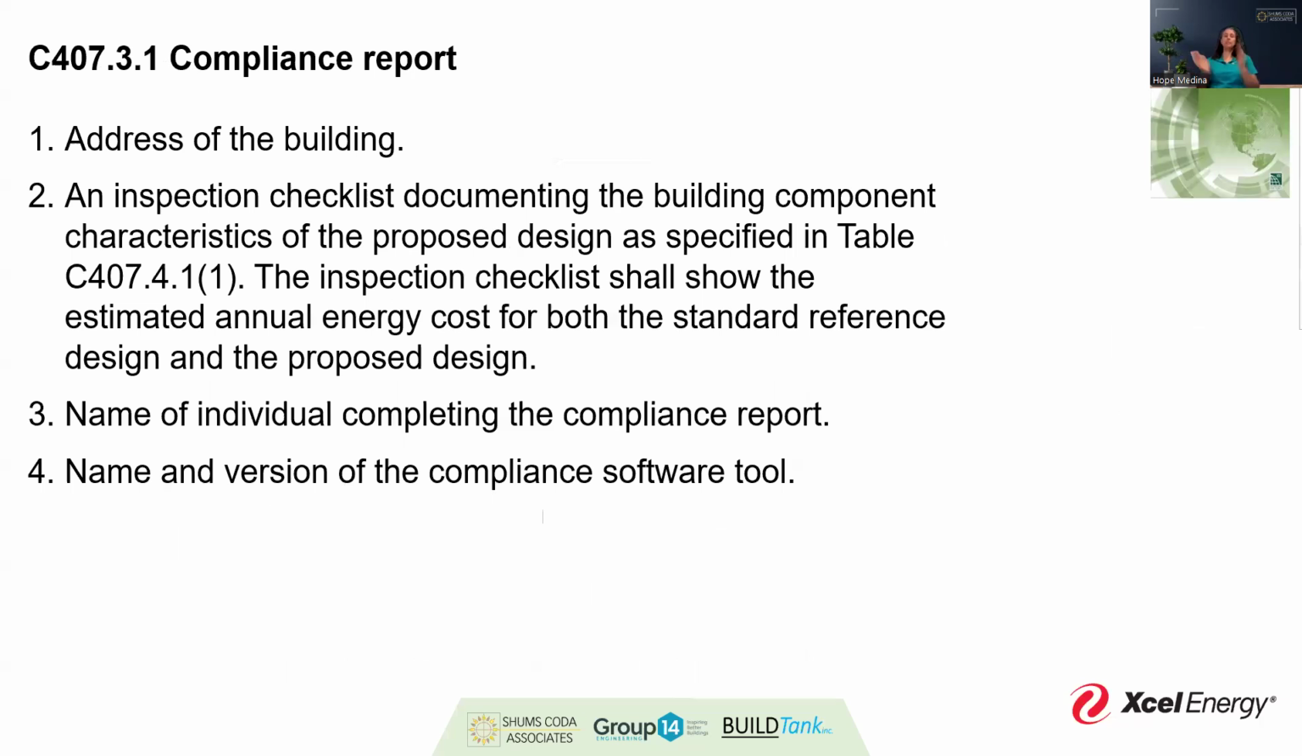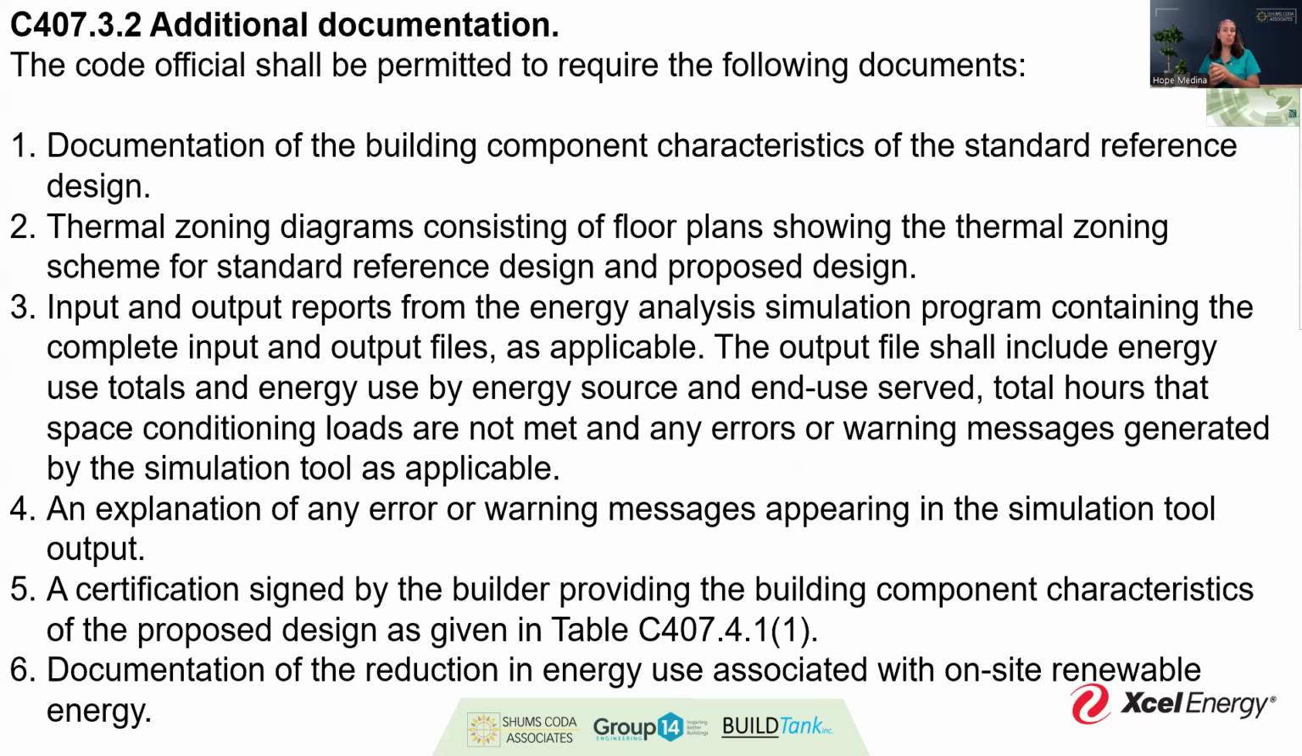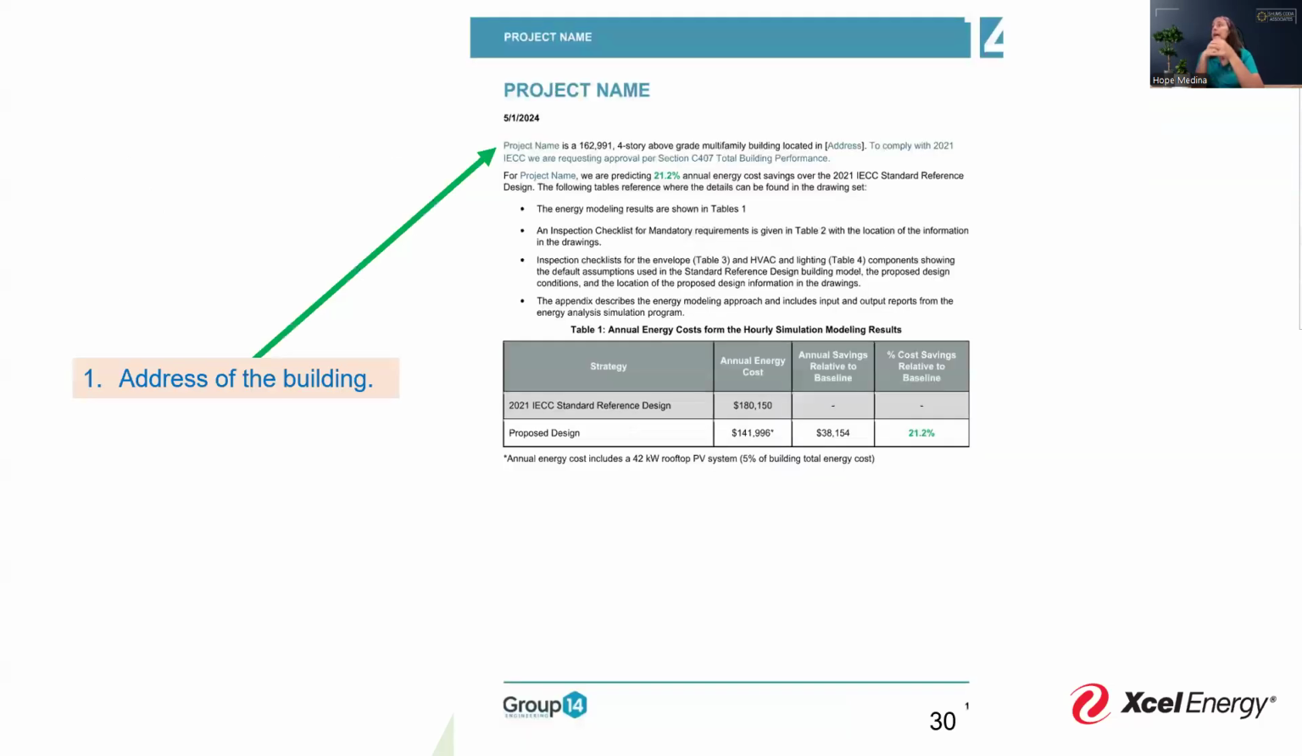All right. Compliance reports, when we're talking about the 2021, as you see here, it is basically the same thing that I had been alluding to with the 21. We have the 4 that are required. You're also able to ask for additional documentation. And as you can see here, it has the 6 items that we talked about previously. Now, I think it's kind of important to look at a report and walk through where you would find some of this information.